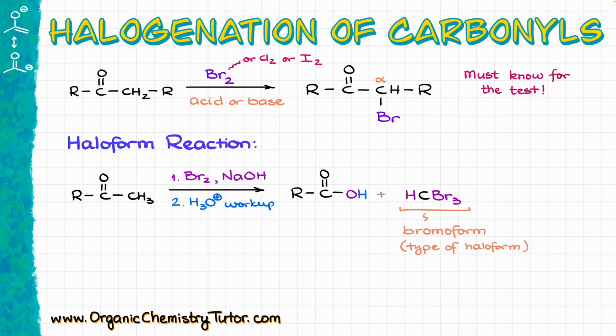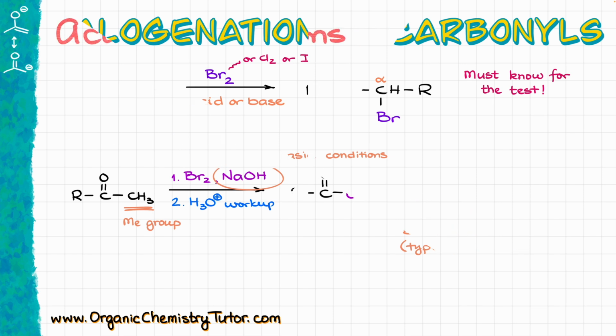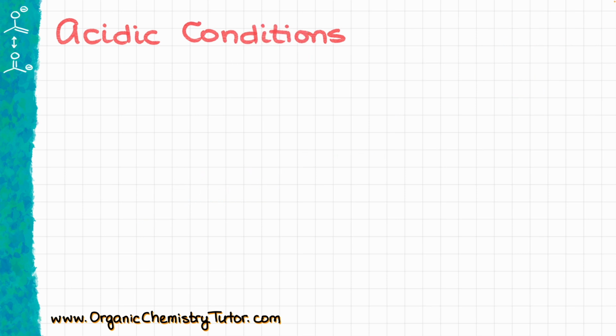On top of that, I do want to talk about the haloform reaction, which is basically a halogenation of carbonyls on steroids. And the big difference here is that it is done whenever you are dealing with a ketone containing a methyl group, and we have basic conditions in excess of both base and the halogen. But we'll get to that in a few moments. For now, let's take a closer look at our reaction, starting with the acid-promoted halogenation reaction.